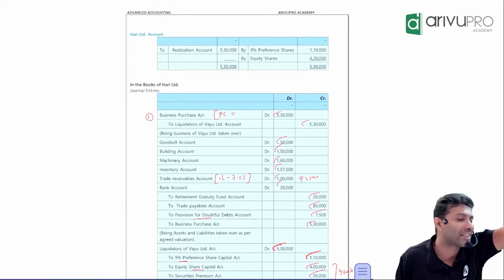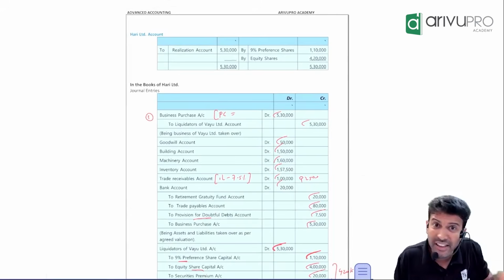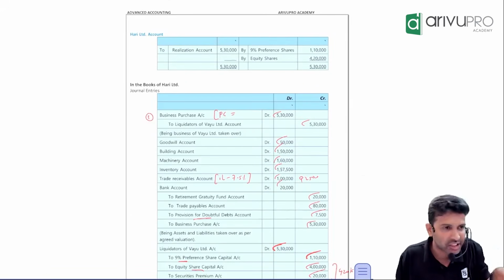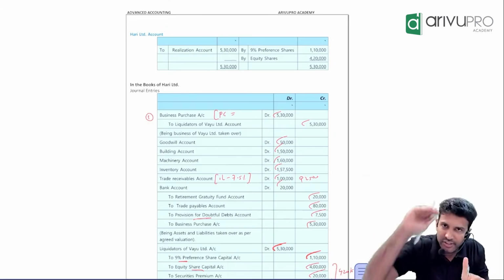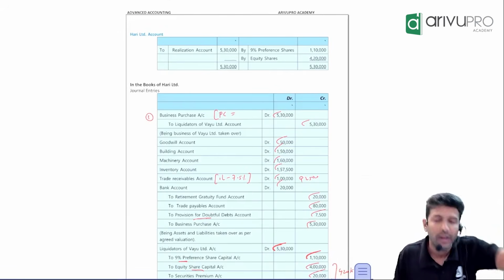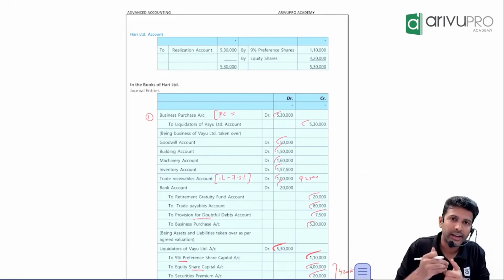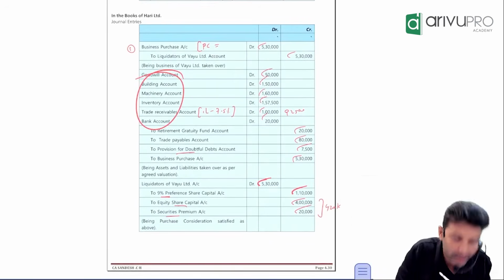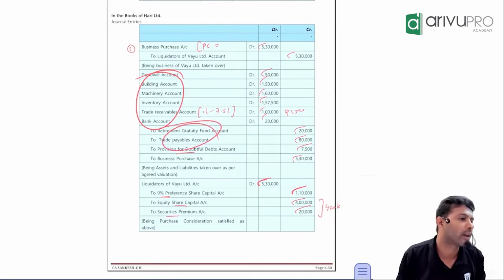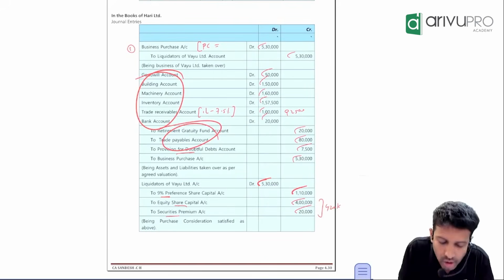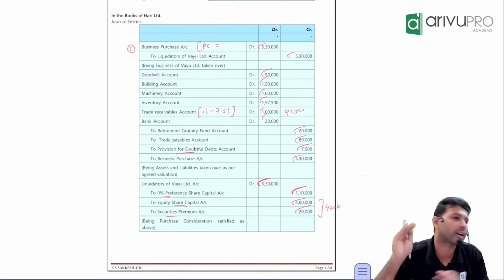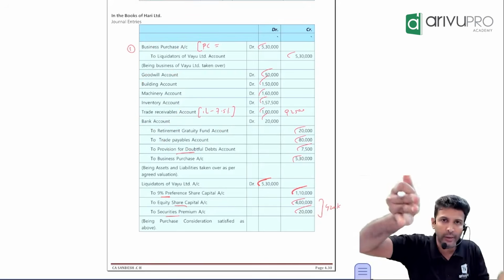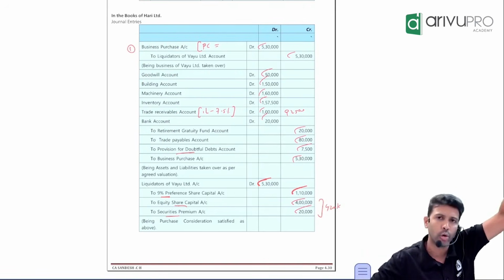First of all, you are passing the entry in the books of the selling or purchasing company? Purchasing company, purchase method. First entry: business purchase account debit to liquidator. When you purchase a business, you will get some assets and some liabilities. Assets will come in with debit balance and liabilities with credit balance. There is a dummy account to be cancelled called business purchase. That's your second entry. Third is the purchase consideration settlement. PC will be given to the liquidator, and the liquidator will later distribute it to whoever has to get it.